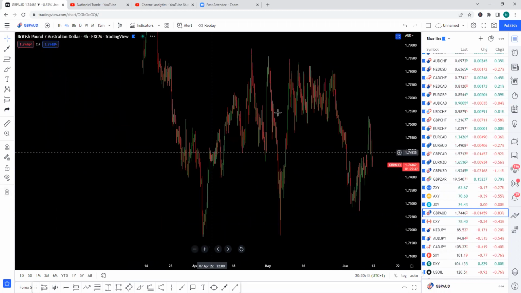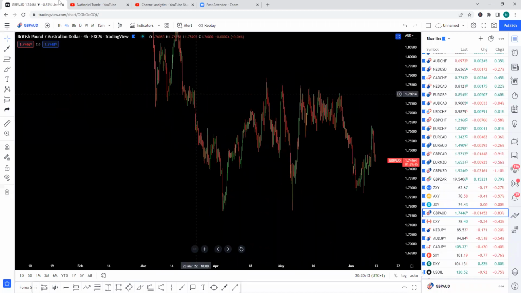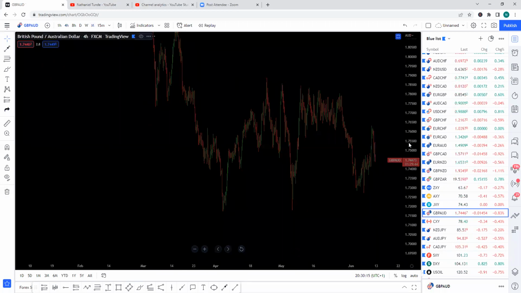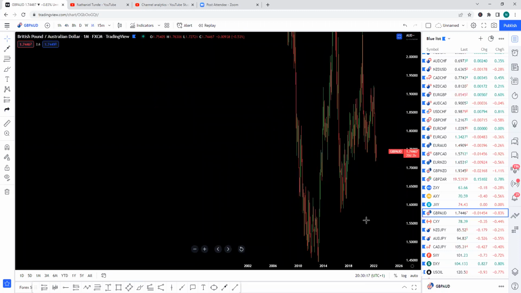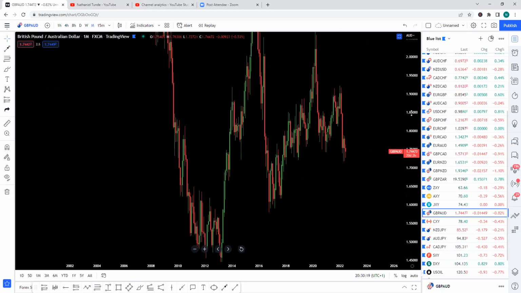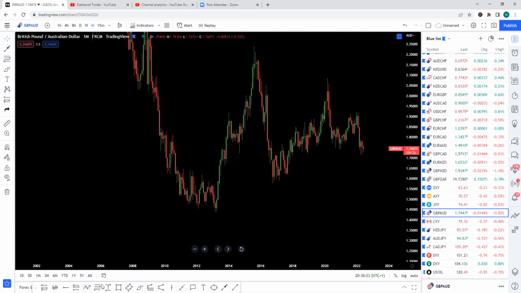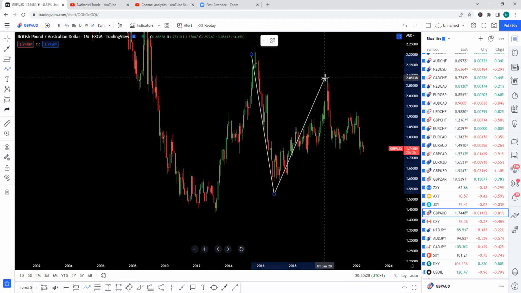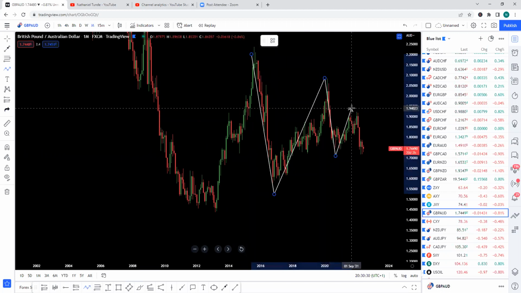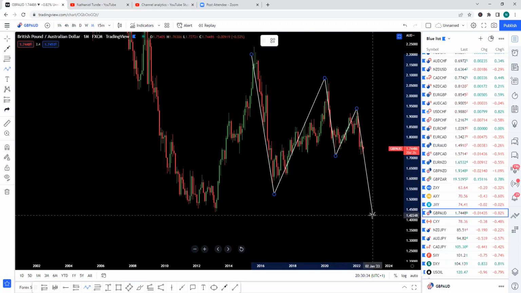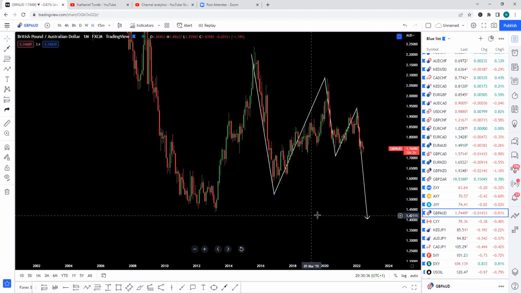But nevertheless, go to monthly right now. You see that on the monthly time frame there's no argument that we are going down. Because of the correction of 50%, this should come down, right? Yeah, come down.